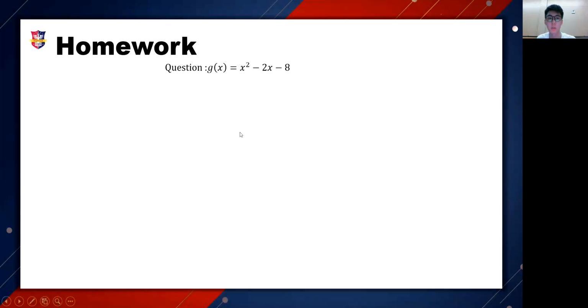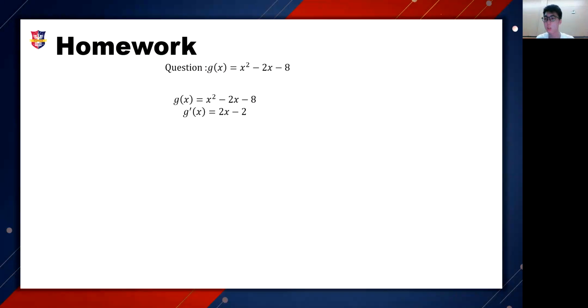So the first question is about g of x equals x squared minus 2x minus 8. What we're going to do is first take the derivative of it and find the solutions. What we just used to do through the process was find the solutions and plug in the critical numbers. So we just follow the instructions, right?